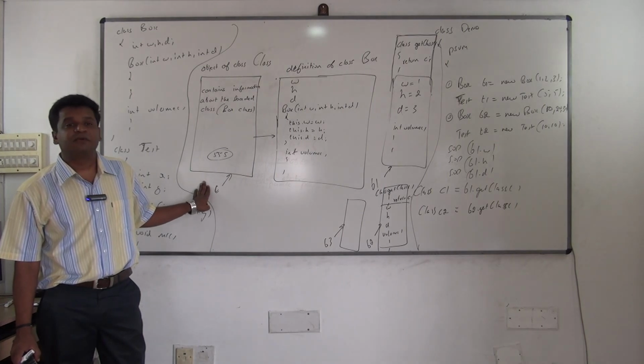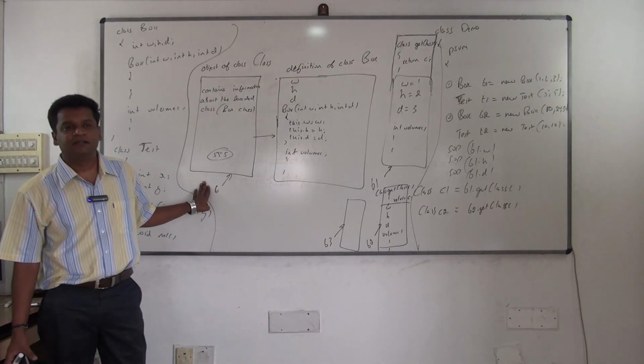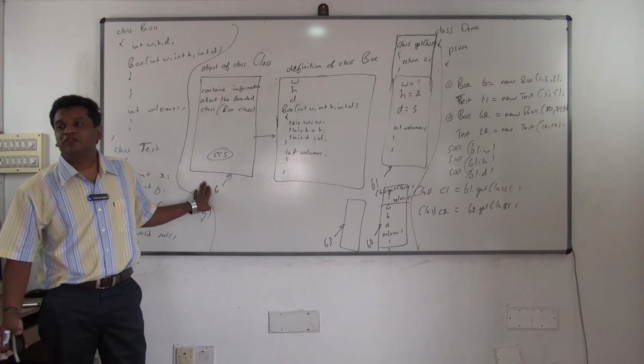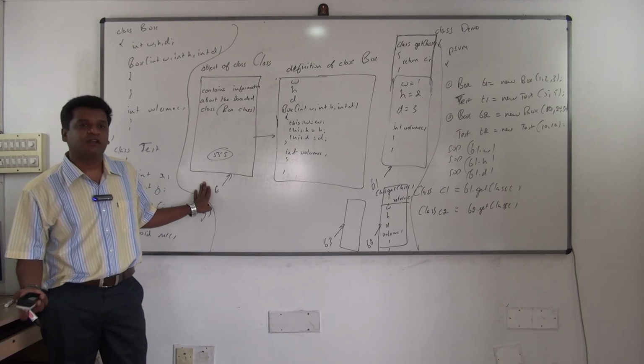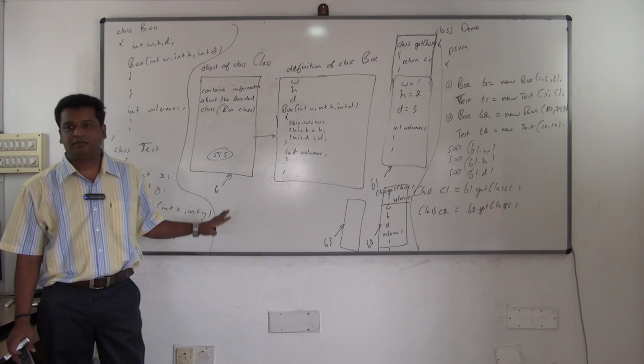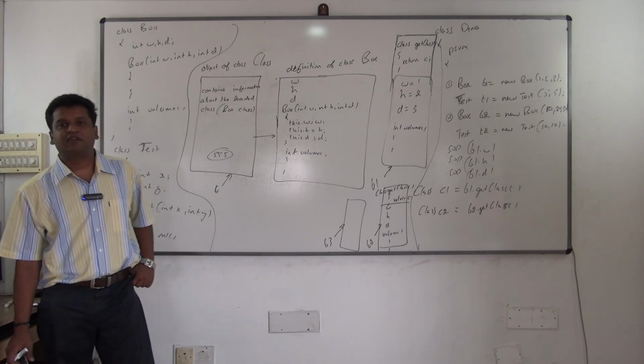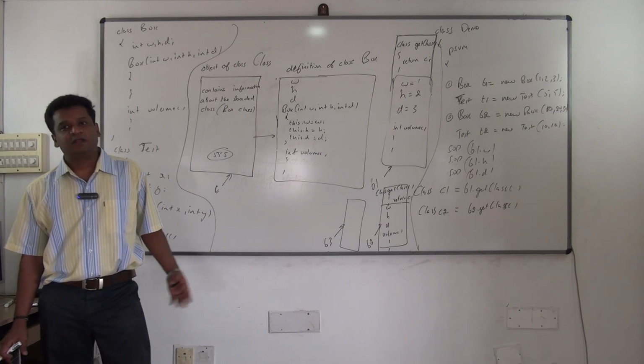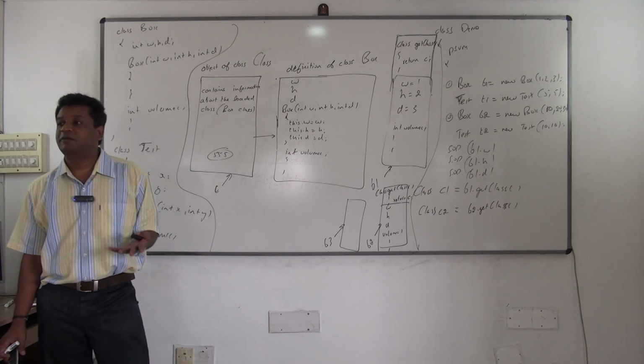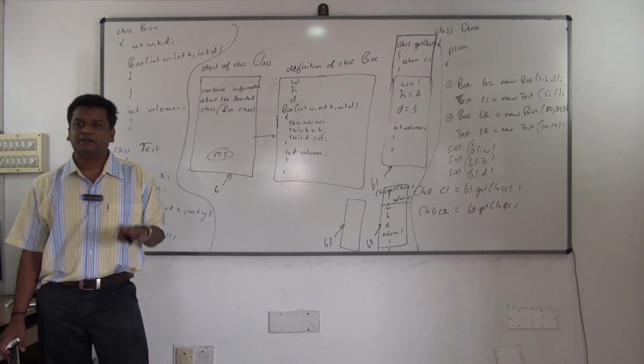How many objects of class will be created in a program generally? It depends on the number of classes which are loaded into the JVM. Understood? It depends on the number of classes which are loaded into the JVM. Clear? So how many classes are loaded into the JVM? Those many class objects are created.